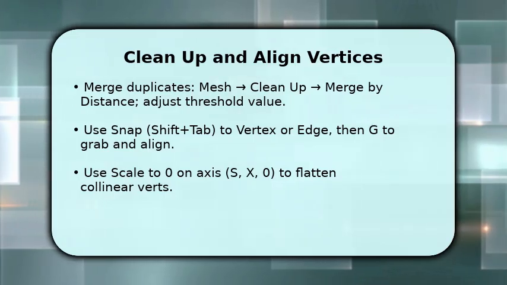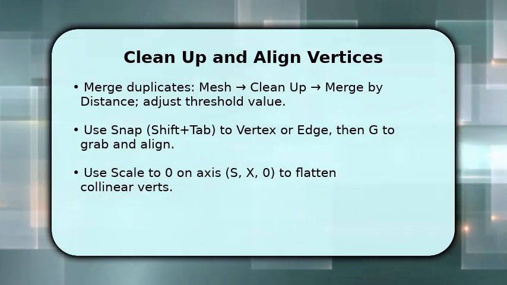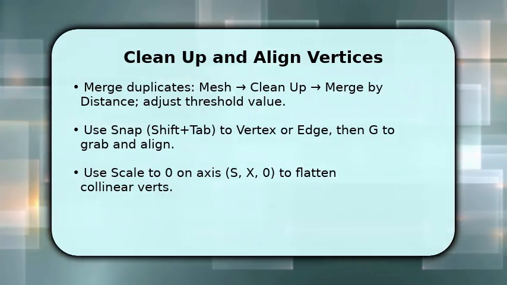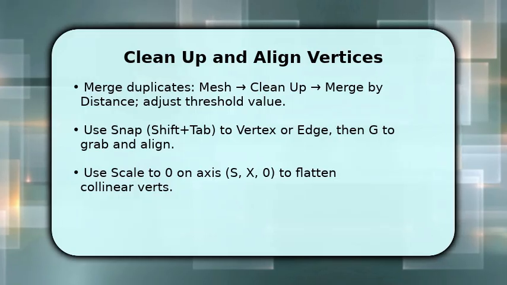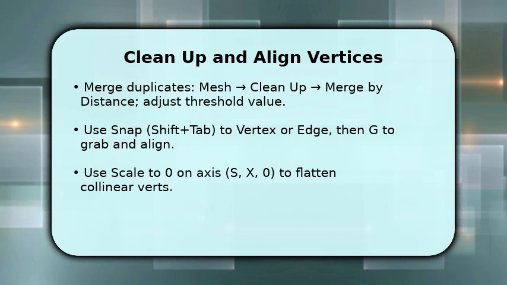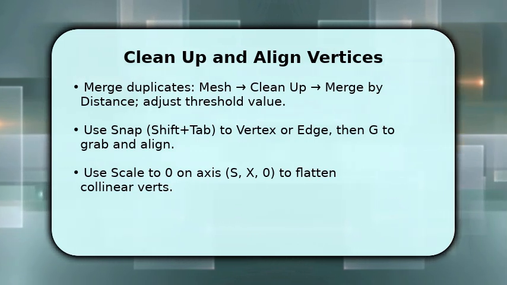This prevents tiny gaps. For straightening, use scale to 0 on the chosen axis, S, X, 0, which flattens a row of verts, then apply a small translate to place them back accurately. These steps reduce shading artifacts and fix non-manifold edges.